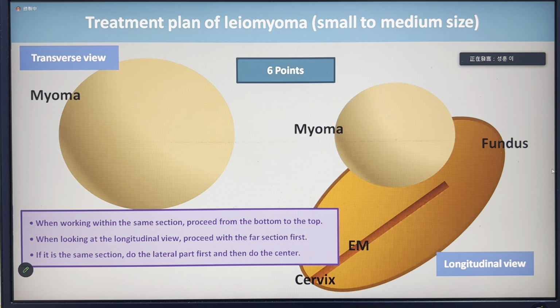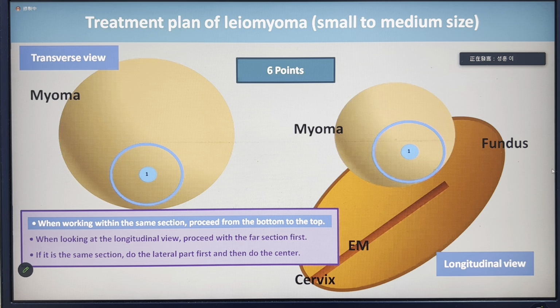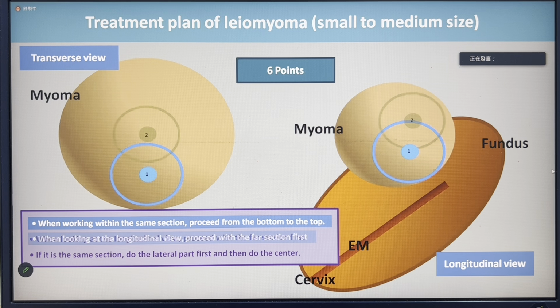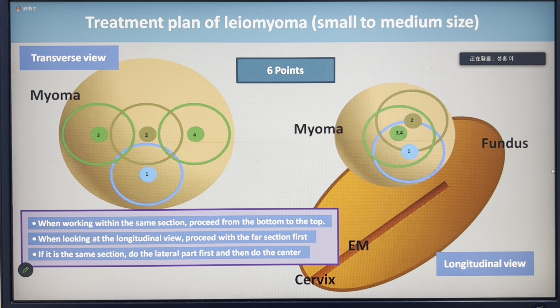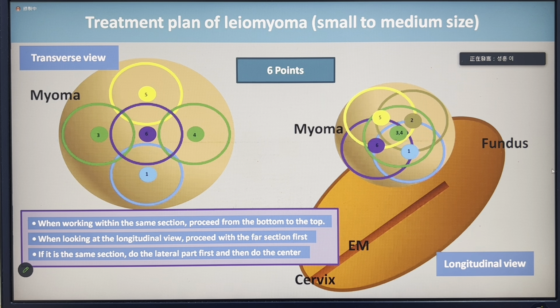In the case of small to medium-sized myoma, approximately 6 points need to be ablated. When looking within the same section, proceed from the bottom to the top. When looking at the longitudinal view, proceed with the far section first, and if it is in the same section, the lateral part first, and then the center. Next, ablate the top. Finally, ablate the nearest point.